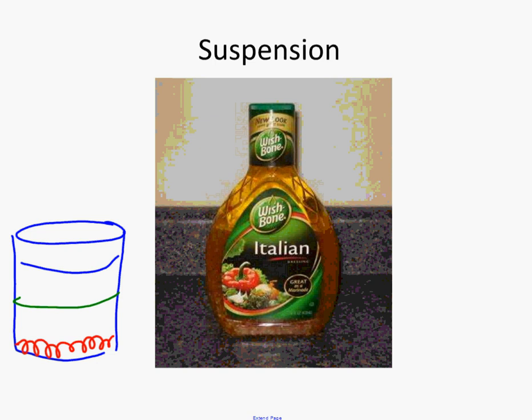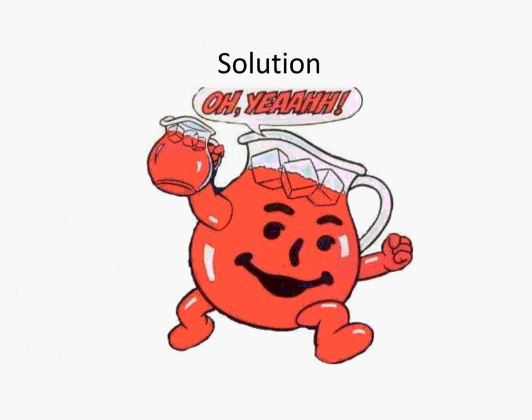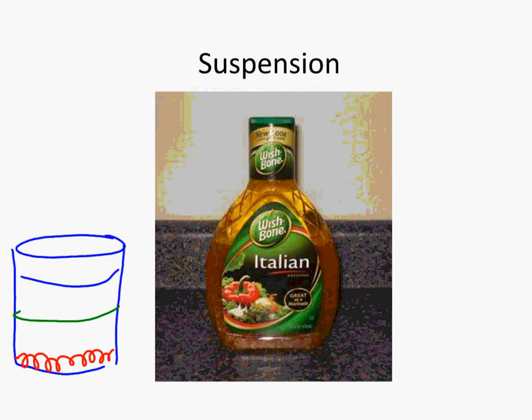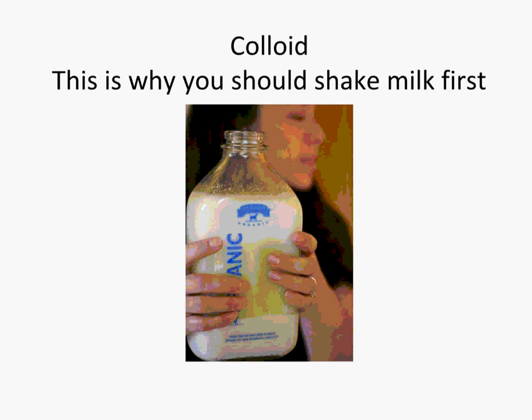And because it's a suspension, all of those things are not equally distributed, whereas if you set Kool-Aid on the counter, it is not going to separate out. Italian dressing will. Great example of a suspension. A more permanent suspension, something that's going to stay suspended longer, is a colloid. Milk is a good example of this.